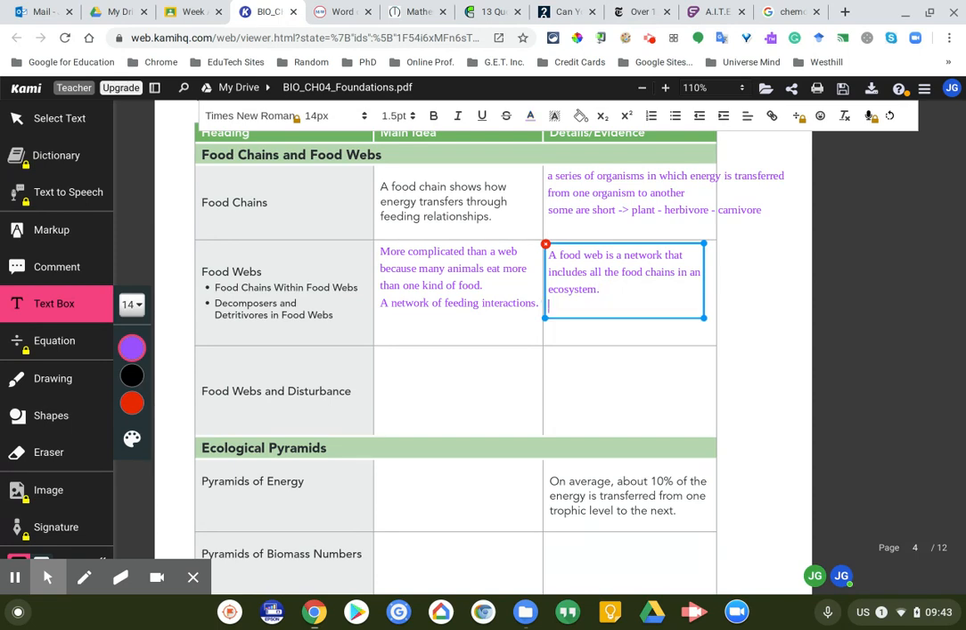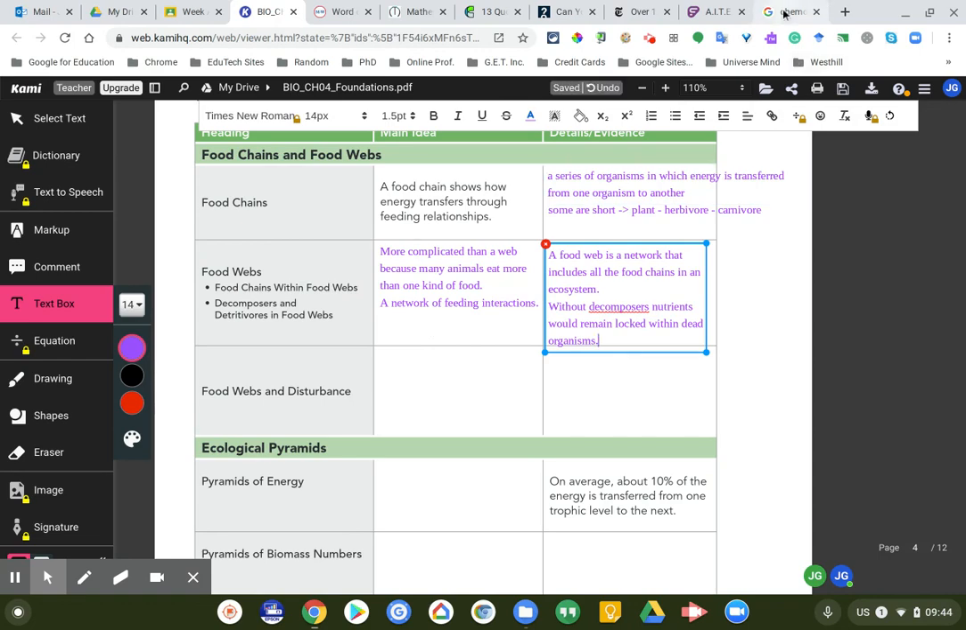Okay. And I think this is important too. Without decomposers, nutrients would remain locked within dead organisms. Boom. Okay. So that's cool.